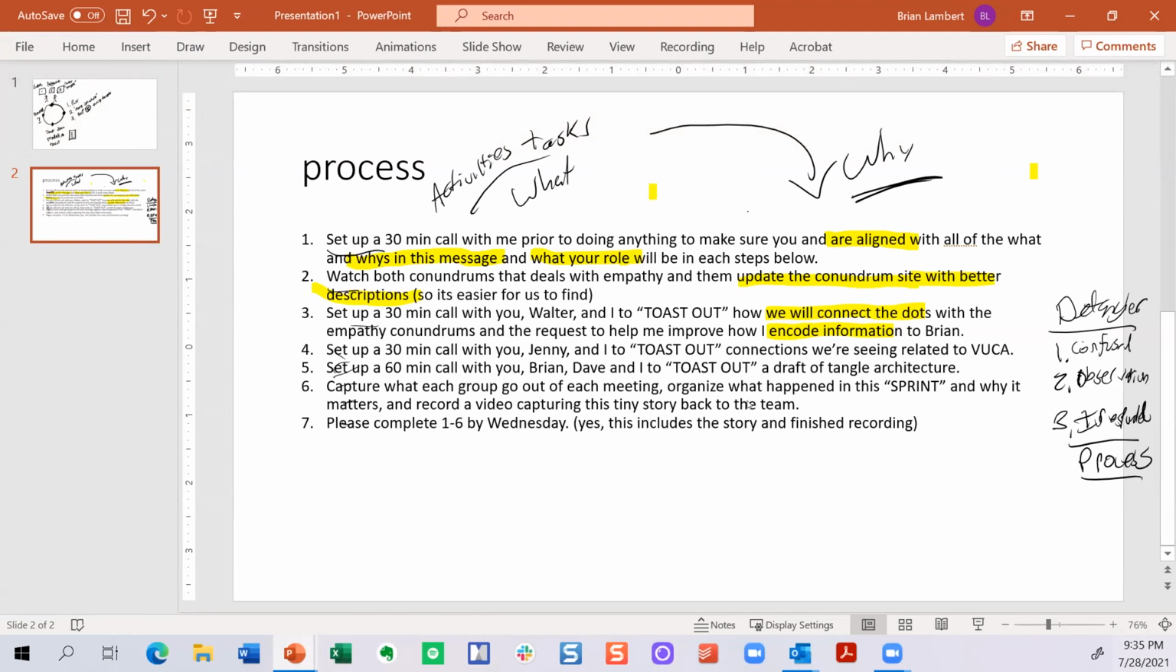But let me go back to this. So this is connections, architecture, capture what each group to organize what happened in this sprint and why it matters. So there's a why it matters. Please complete one through, yes.